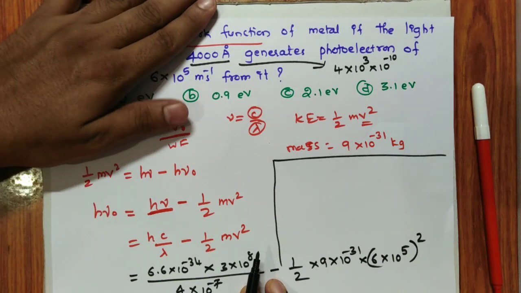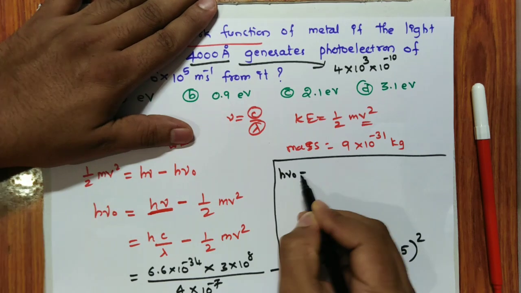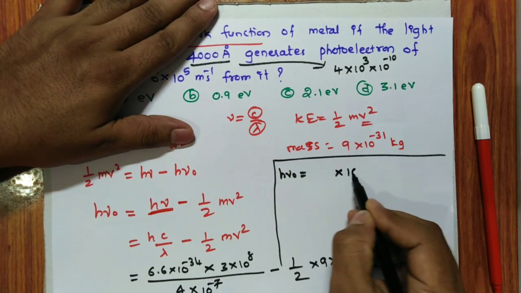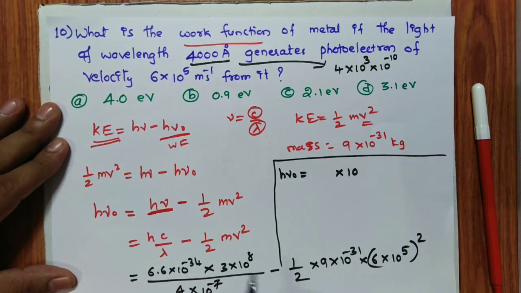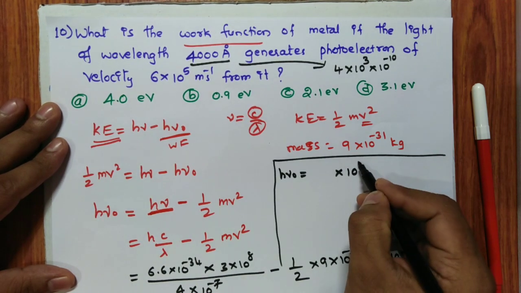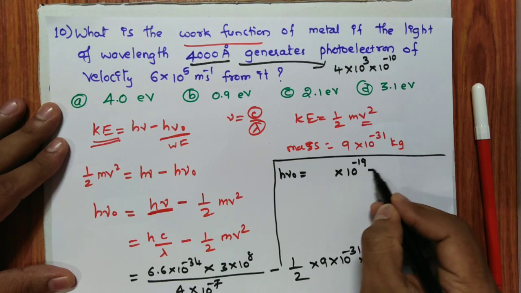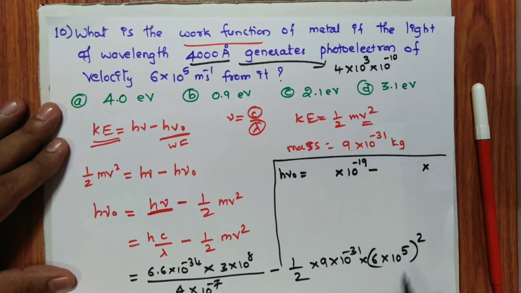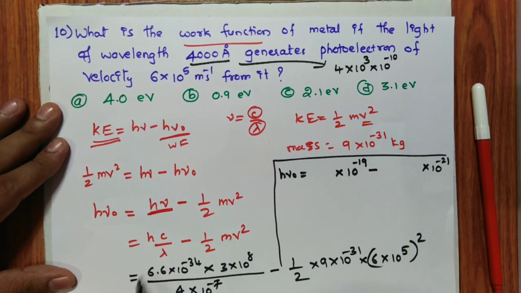Now you can see here, we will write the powers of 10 first. h nu naught is equal to 10 to the power minus 34 plus 8, that means minus 26. Minus 26 plus 7, since the denominator goes to the numerator it becomes plus 7, is equal to 10 to the power minus 19. Minus, here also I will write the power of 10 first: 10 to the power minus 31 plus 10. How much? Minus 31 plus 10 is minus 21. So 10 to the power minus 21. Then you substitute and simplify this.